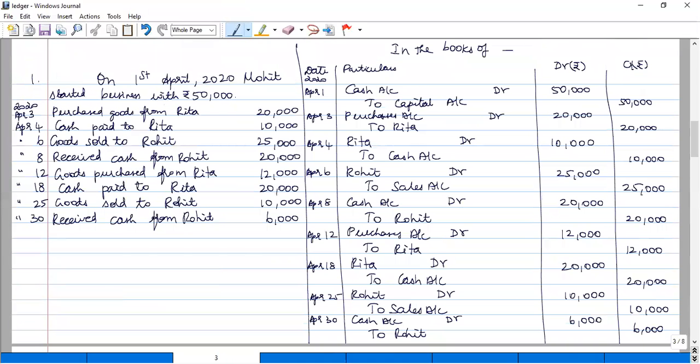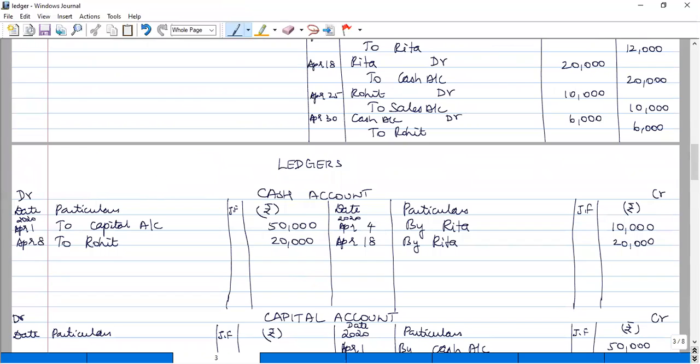On April 30th, we received cash from Rohit, rupees 6,000. Okay, so cash account debit to Rohit account. So cash account is debited. First, we will mention the debit transaction. On April 30th, we received cash, isn't it, from Rohit. How much? It is rupees 6,000. And same way, we have credited Rohit's account because he has paid.